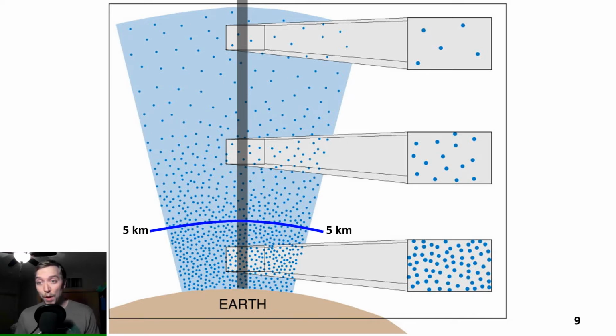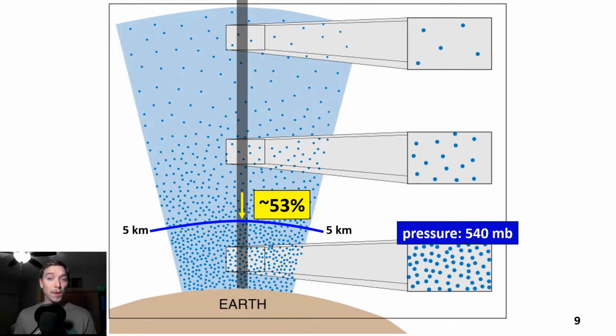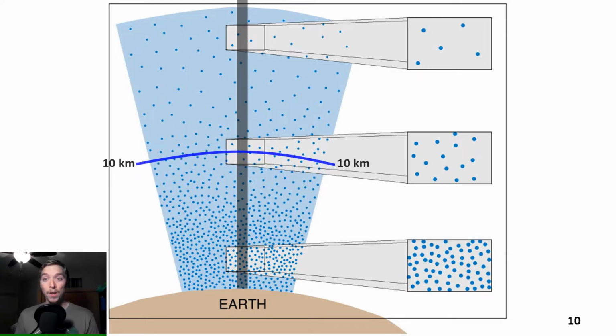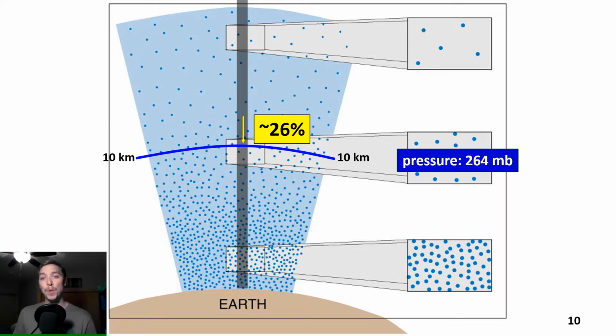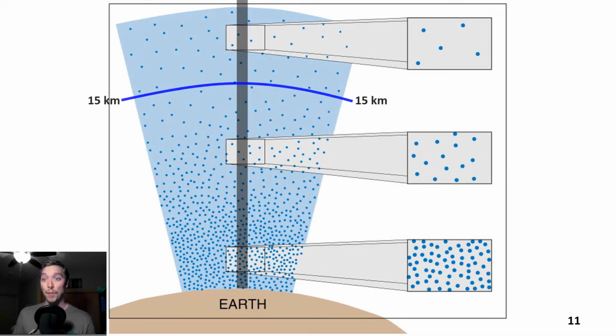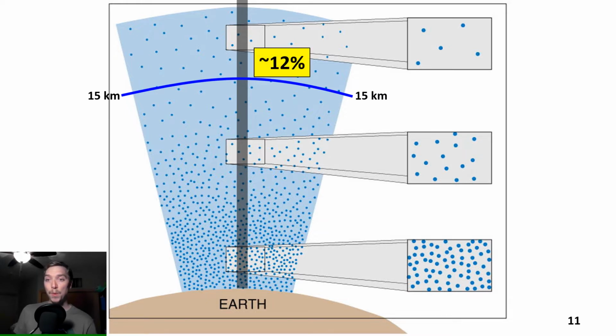Now, if we increase our altitude from 0 kilometers to 5 kilometers, we basically decrease our pressure to about half of the atmospheric pressure and density than at sea level. This averages about 540 millibars. Let's rise up to 10 kilometers. We drop to about a quarter of the atmospheric density and pressure for that same square meter. We get to about 264 millibars. If we jump up to 15 kilometers, you drop to about 12% of the atmospheric pressure and density, about 120 millibars.